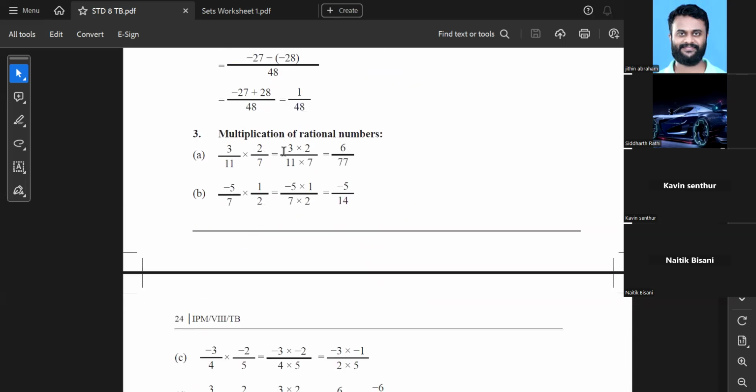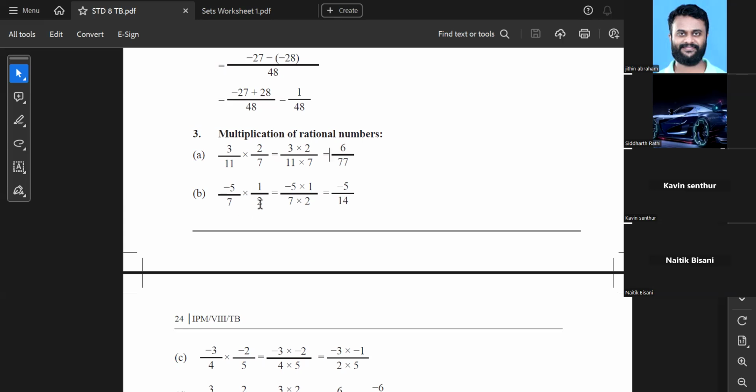Similarly, speaking about multiplication of rational numbers. For example, 3 by 11 and 2 by 7 you have. In case of multiplication, there is no concept of taking LCM. You simply multiply or simply cancel them. Khatam. Numerator is multiplied with numerator, that is 3 into 2, and the denominator is multiplied with denominator, that is 11 into 7. That gives you 6 upon 77, and that is your answer. Khatam. और कुछ है ही नहीं.